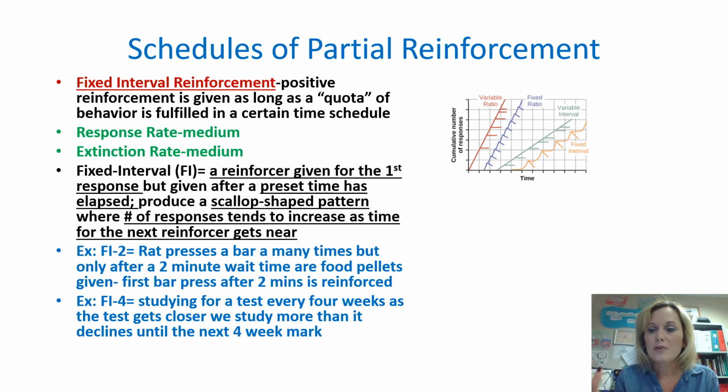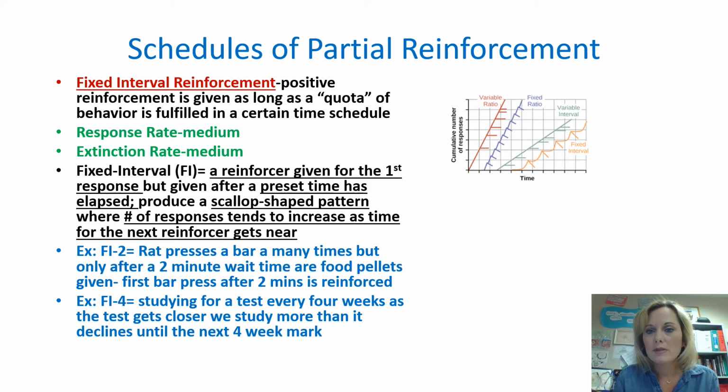Okay. For instance, a fixed interval of 4: studying for a test every 4 weeks. As the test gets closer, we start to study a little bit more as we get to that 4-week mark. So the time in which the reinforcer will be given is set. It's fixed. Okay. And it's interval because it's based on time. Okay. And you can see it there.